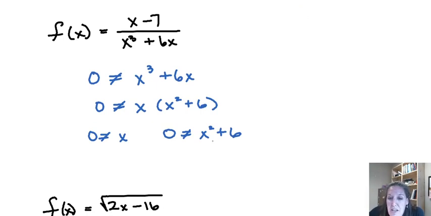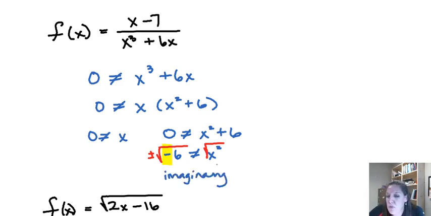X squared plus 6 cannot be equal to 0. If you recognize at that step, you can stop there, but if you don't, you keep going. Take the square root of it, move the 6 over, take the square root of both sides, but we are going to get the square root of a negative number, and that's going to be imaginary. So none of the x values on our x-axis will make that factor equal to 0. So that means x equals 0 is the only point we've got to throw out.